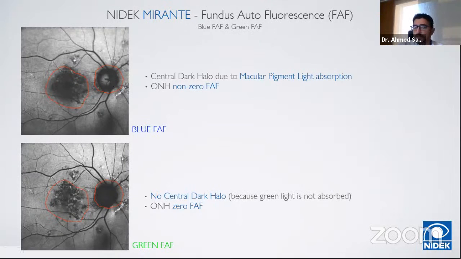When Nidek decided to introduce the Mirante, they decided that they wanted to provide you with full solution modalities. So they incorporated both options in the device, so that if you have a patient coming with a picture taken from any device in the market and you want to make a follow-up for him, you will be able to capture a picture using the same technology that was used.